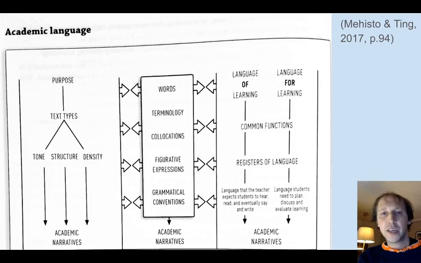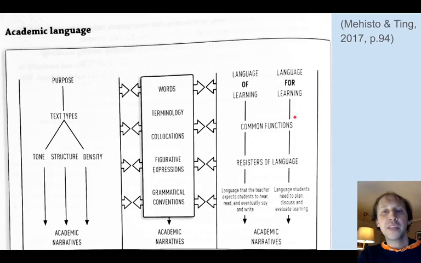Another way is maybe the more middle level, thinking about the language of learning and the language for learning. So the language of learning, Mehisto and Ting say, is what we've been really talking about so far in our course as academic language, the language found in academic texts. But the language for learning is the language that students need to navigate in the classroom, to interact with the teacher and with their peers.